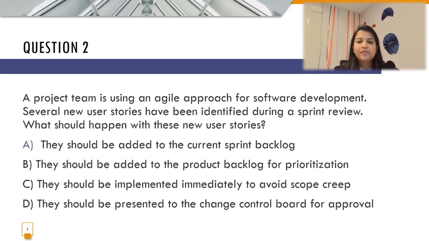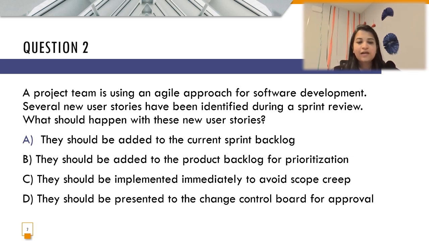Question number 2. A project team is using an agile approach for software development. Several new user stories have been identified during a sprint review. So what should happen with these new user stories? Options are: Option A, they should be added to the current sprint backlog. Option B, they should be added to the product backlog for prioritization. Option C, they should be implemented immediately to avoid scope creep. Option D, they should be presented to the change control board for approval.